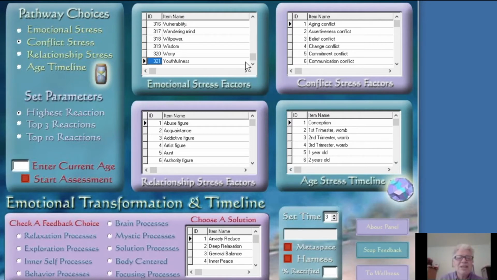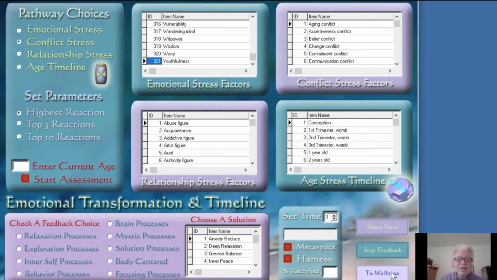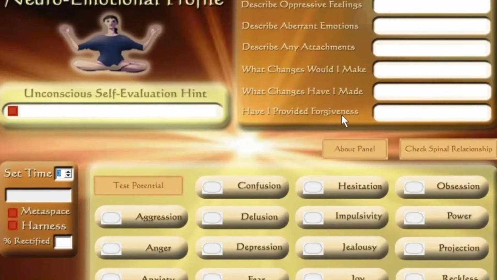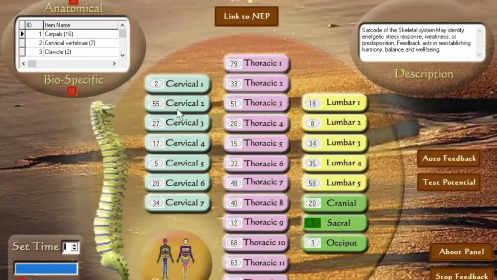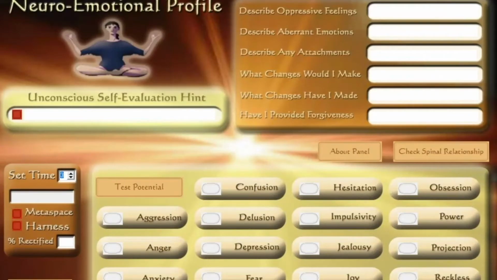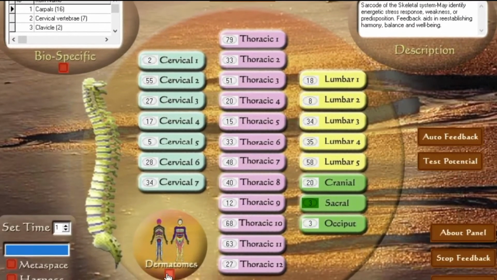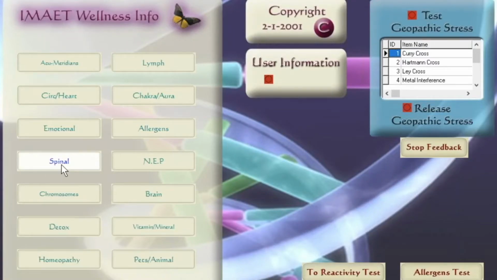I missed how you got to this panel. Oh, well, you get to this... Out of the neuro panel? No. So the neuro-emotional panel, you can get to independently from here. Okay. But because it's directly tied to the spine, potentially or frequently, you can also get to it directly from the spine panel here. And by the way, from the spinal panel, you can also get to the dermatomes here. That's the only way to get to the dermatomes, is from the spinal.